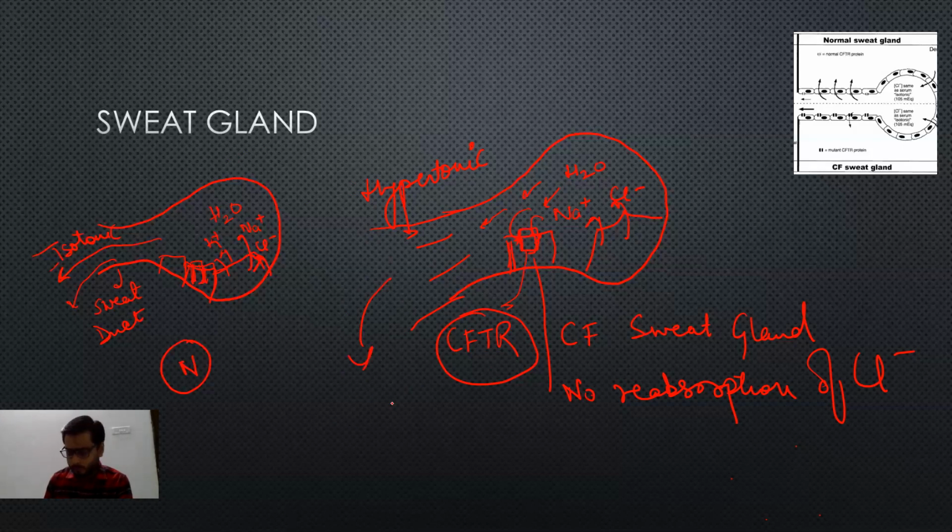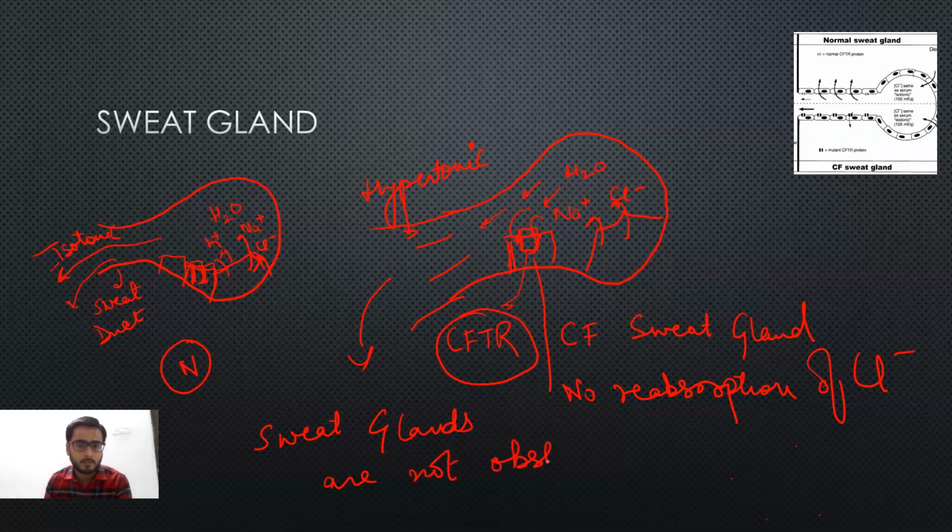Now, what is the importance here? The ducts of the sweat glands are not obstructed. So this also comes as a question. Are all gland ducts obstructed in cystic fibrosis? The pathogenesis in lungs and other glands and other organs is different, but it is different in the sweat gland. So the ducts of the sweat glands are not obstructed.